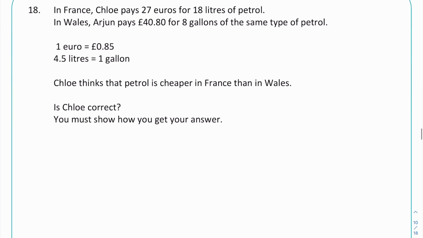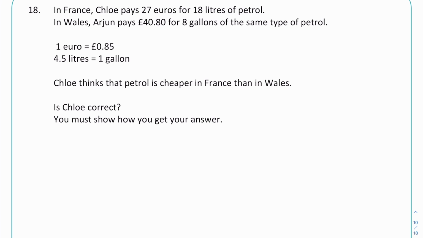Okay, so for this question we have exchange rates and we have best value. It says in France, Chloe pays €27 for 18 litres of petrol. In Wales, Arjun pays £40.80 for 8 gallons of the same type of petrol. €1 is equal to 85 pence, and 7.5 litres is equal to 1 gallon. Chloe thinks that petrol is cheaper in France than in Wales. Is Chloe correct? And you must show how you get your answer.